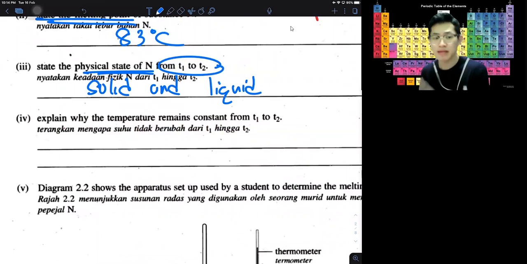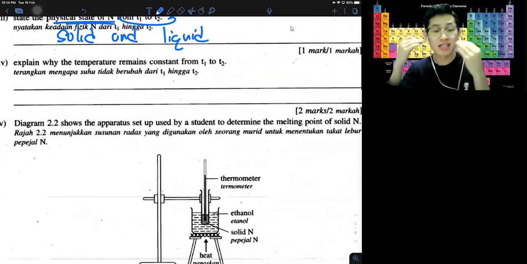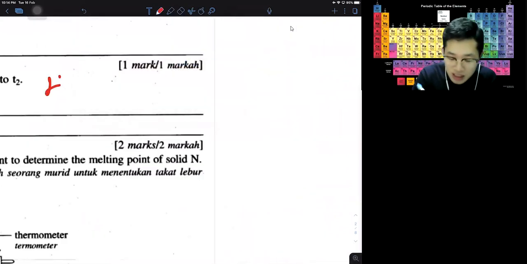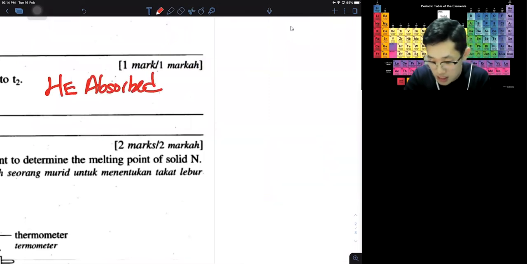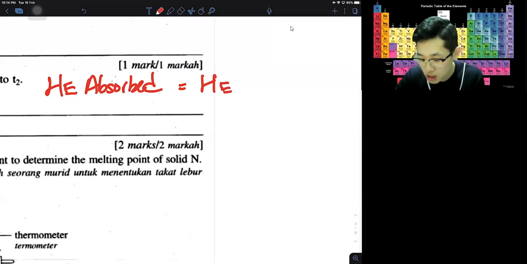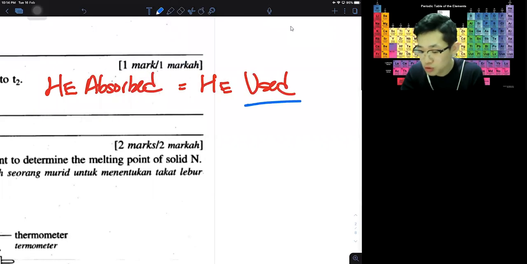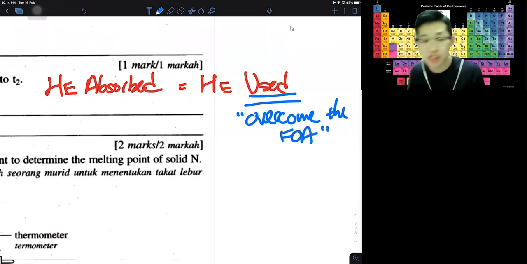Next, explain why the temperature remains constant from T1 to T2. So during the melting process, why is it constant? So always remember the 2 points here, the 2 marks here. Heat energy absorbed is equal to heat energy used. Used to what? Used to overcome the force of attraction.